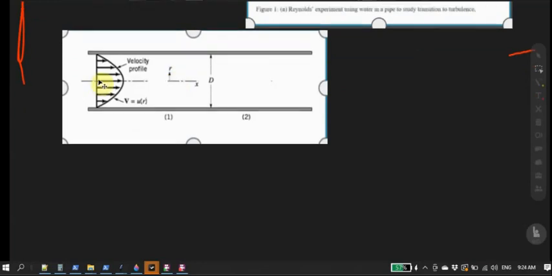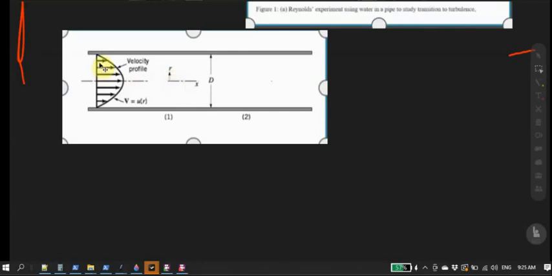So we consider a point here, and this point is moving with the fluid. So this one will be a fixed initial frame of reference or initial coordinate system. Not moving, but it's a fixed coordinate system.